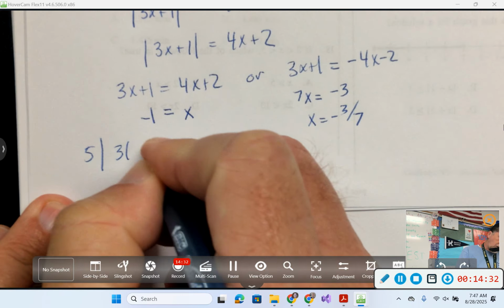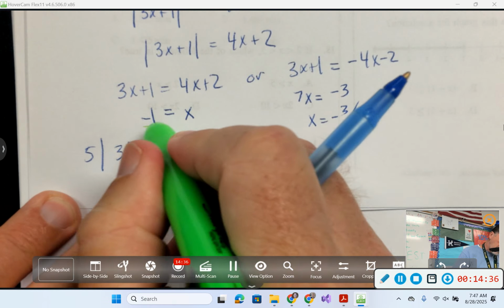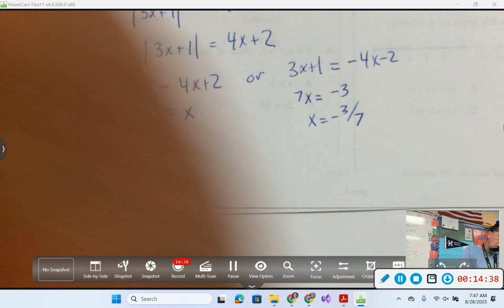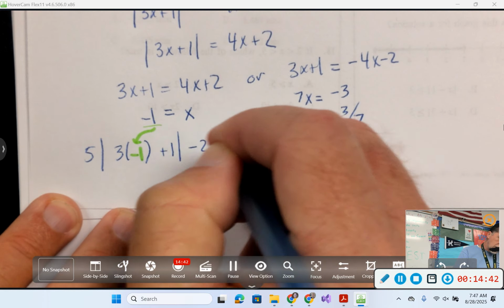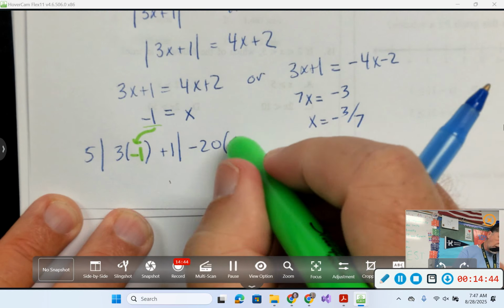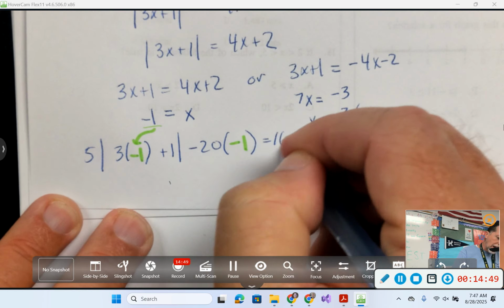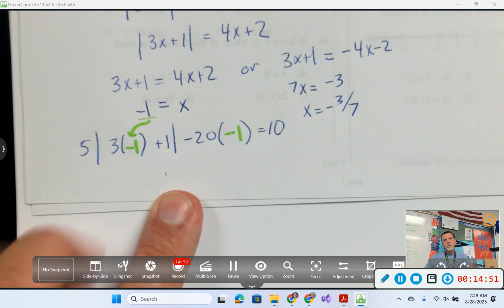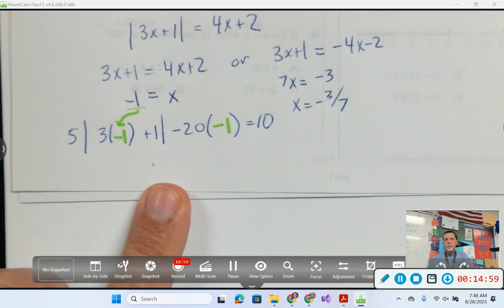5 parentheses 3 times negative 1 plus 1 minus 20 times negative 1. Because if x is negative 1, it has to go in everywhere that x is. A few people messed that up on the test. There was an f of x equals something, and it had 2 x's in it. You kind of put the input into both places. Few people only did it in one spot.